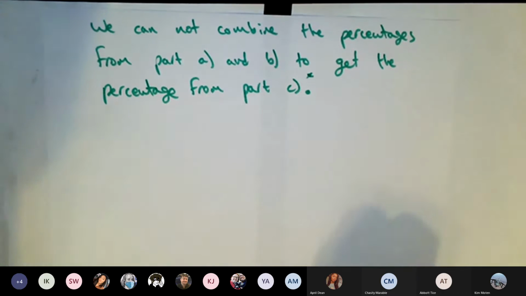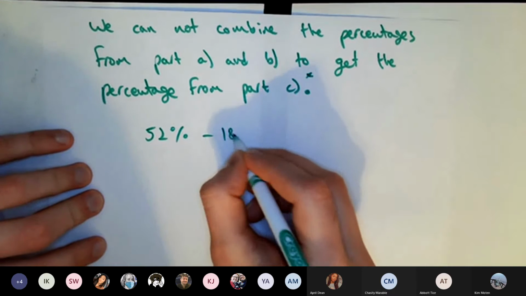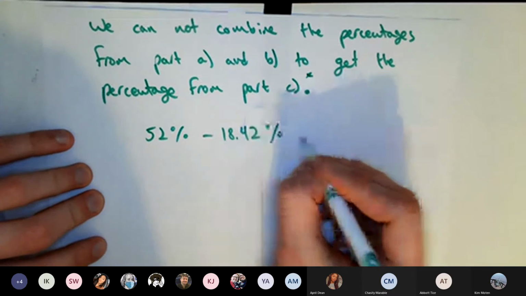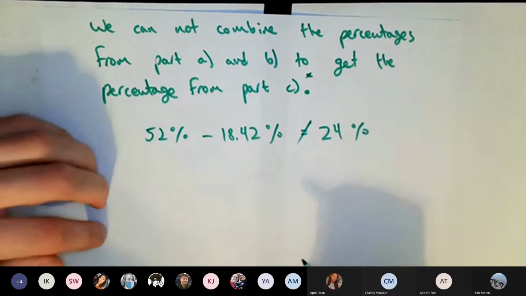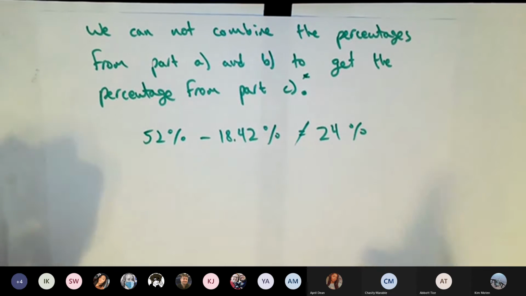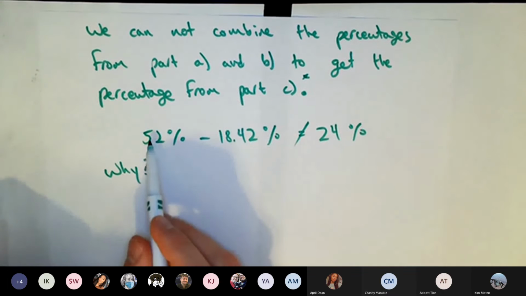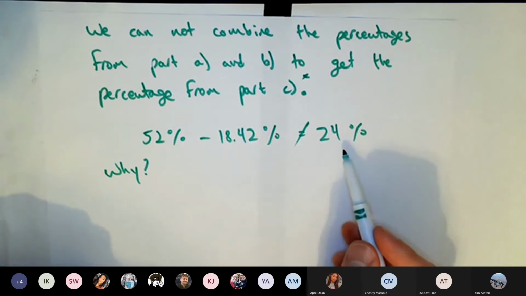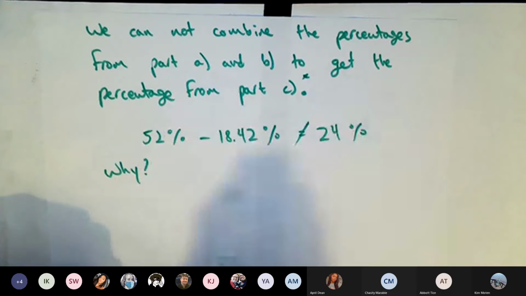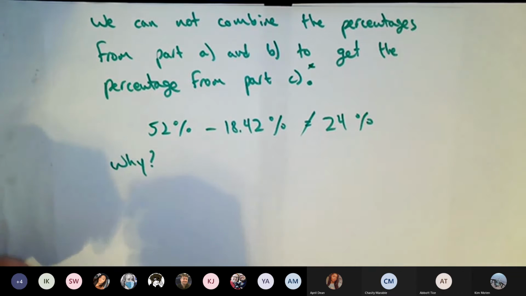Like you can't just subtract them. Like we can't do 52% minus 18.42% gives 24%. That doesn't work, right? So why can't we do that? Because it almost seems like it should, right? Because this is meeting 1 to 2, this is meeting 2 to 3, and this is meeting 1 to 3. So maybe there should be a relationship. Well, the thing is, why can't we do this?